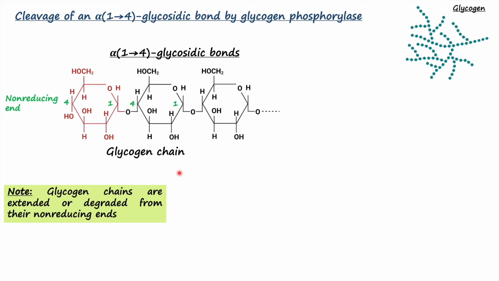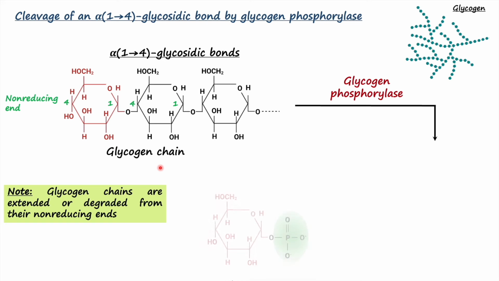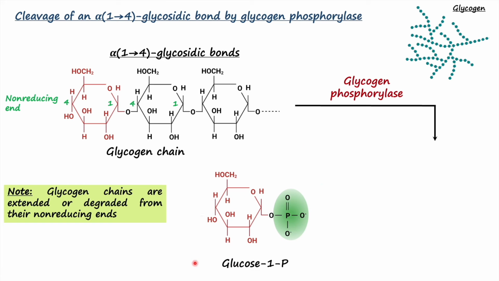Now let's talk about the cleavage of an alpha 1,4 glycosidic bond. So this cleavage is catalyzed by an enzyme called glycogen phosphorylase. Basically, this is the rate limiting enzyme which catalyzes the cleavage of glucose residues from the non-reducing end of the glycogen chain. By doing that, it releases this glucose molecule in the form of glucose 1-phosphate. So this is a phosphorolysis reaction.